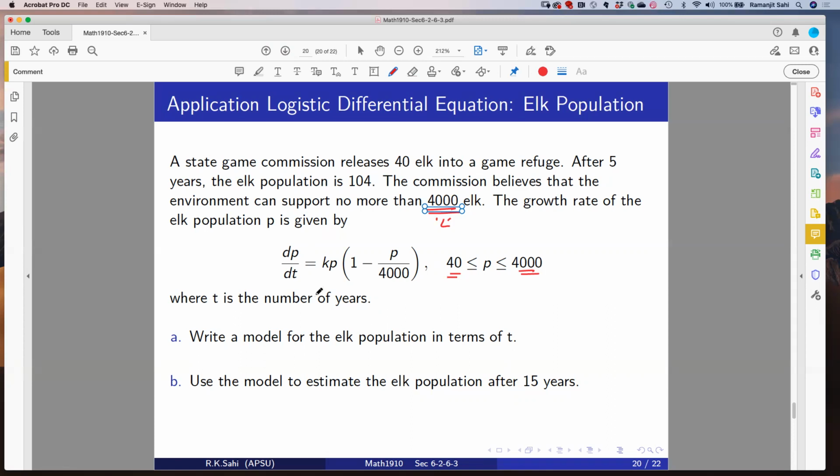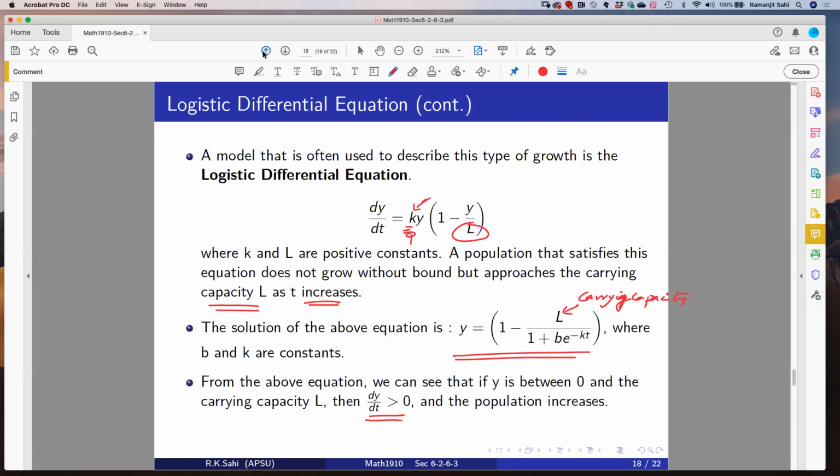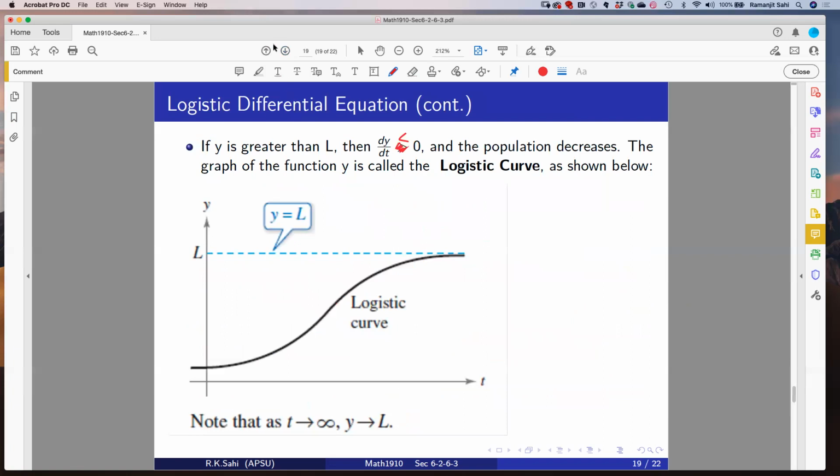So the first question we would like to answer is, write a model for the elk population in terms of T. When I'm saying write a model for the elk population, I mean find me the solution of this differential equation. That's what I'm simply saying, nothing else. Okay, let's go back here. I need to find the B's and the K's. And I get this model, okay?